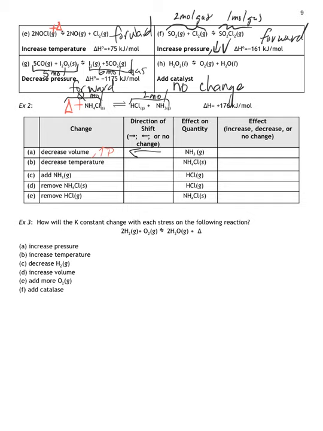Now, when it says right here, the effect on the quantity, what that means is, as a result of shifting this way, which means it's going faster towards the reactants, the quantity of NH3 is decreasing quite significantly. And so the effect for NH3 is it's decreasing if it's shifting left.